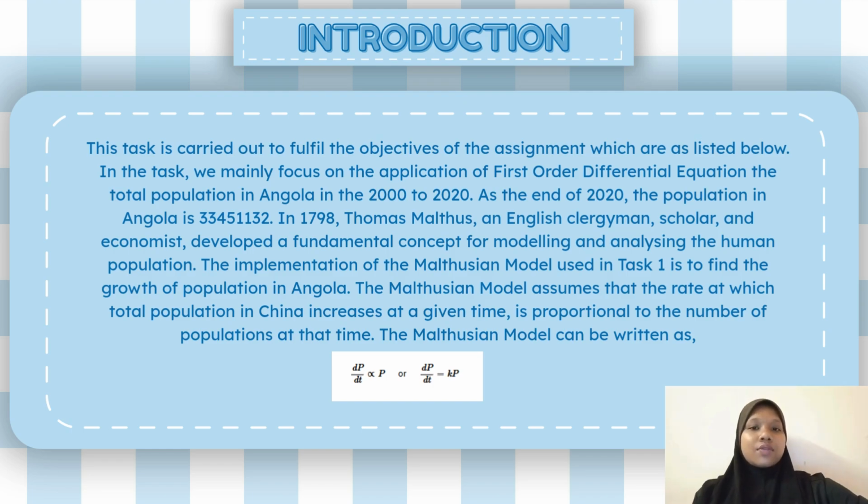At the end of 2020, the population in Angola is 33,451,132. In 1798, Thomas Malthus, an English clergyman, scholar, and economist, developed a fundamental concept for modeling and analyzing the human population. The Malthusian model used in Task 1 is to find the growth of population in Angola. The Malthusian model assumes that the rate at which total population increases at a given time is proportional to the number of population at that time. The Malthusian model can be written as dP/dt = kP.